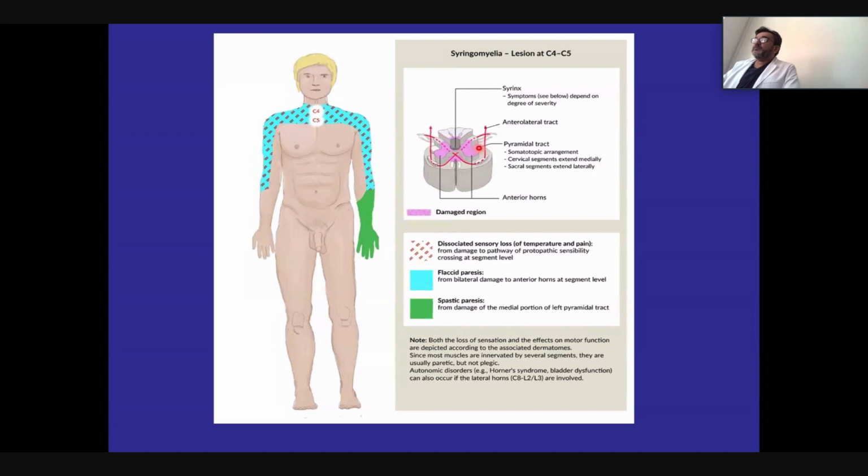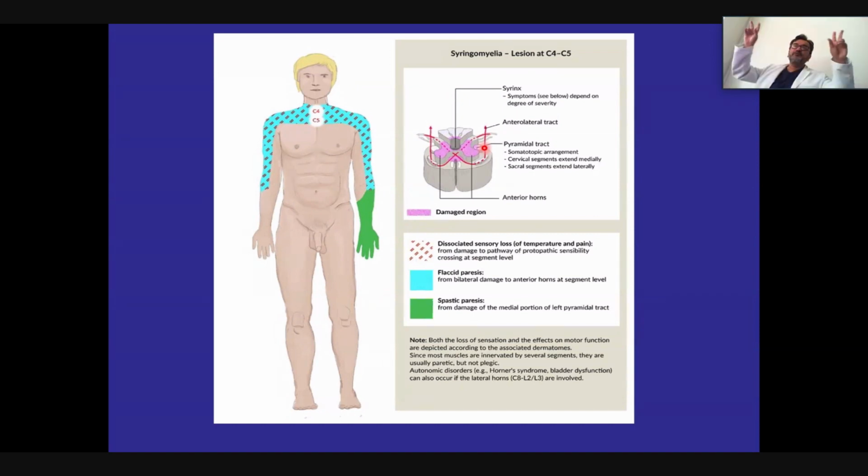Similarly, the medial part of the corticospinal tract fibers represents the upper limb, and the lateral piece of the corticospinal tract fibers represents the lower limb. That's why there would be spastic paralysis bilaterally below the level of the lesion, more in the upper limbs, and the lower limbs would be spared.